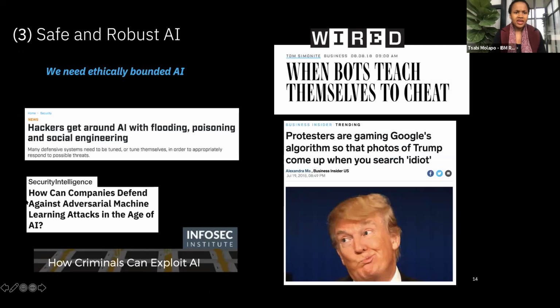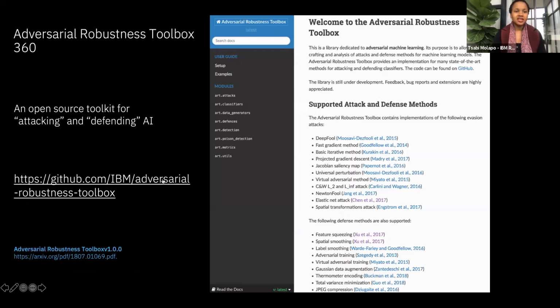So then again, if you look at another toolkit that IBM Research is working on, this is called the Adversarial Robustness Toolkit. And this one in particular is looking at how do we begin to look at adversarial machine learning? How do we begin to build robust machine learning algorithms such that the systems we build are protected from different types of attacks?